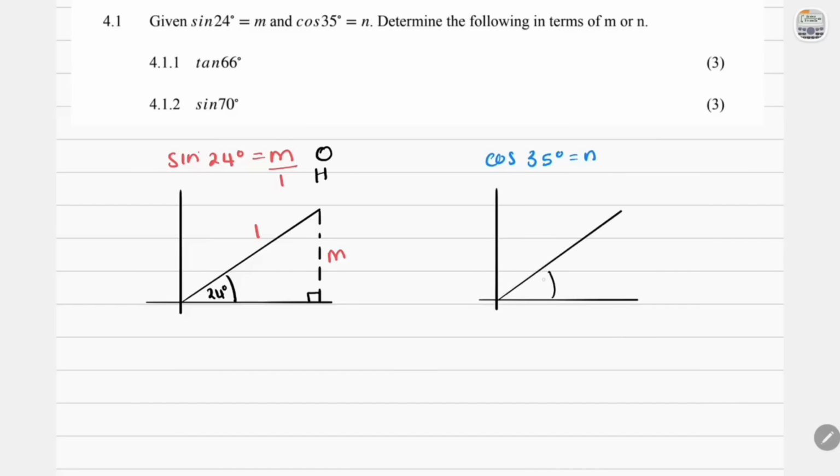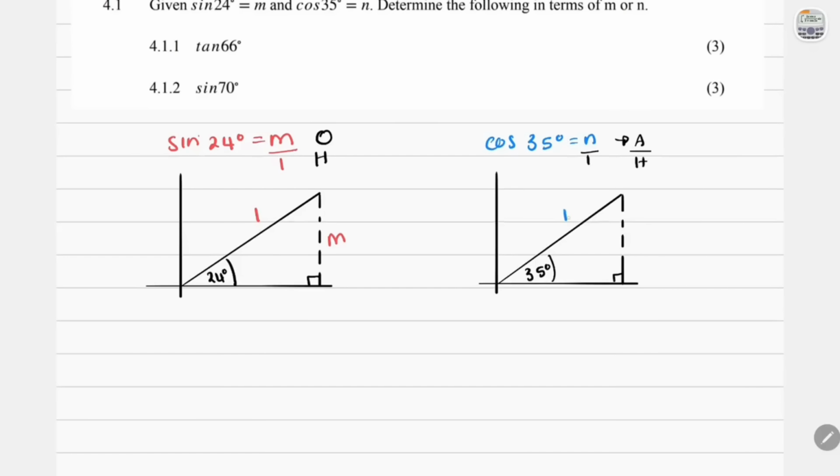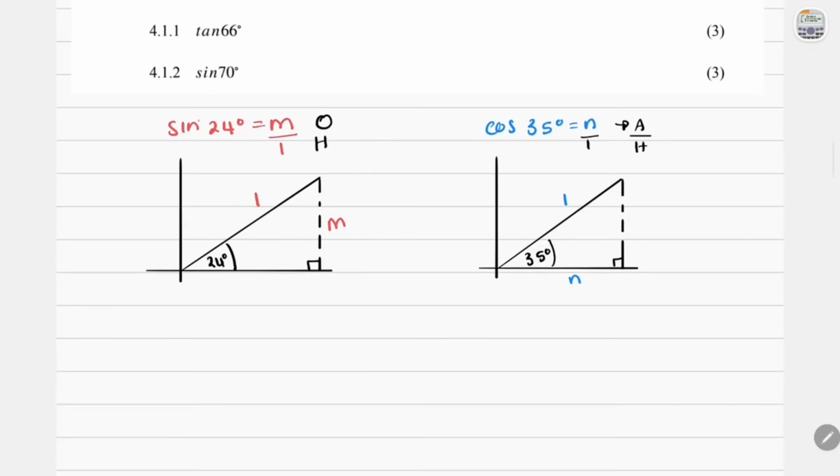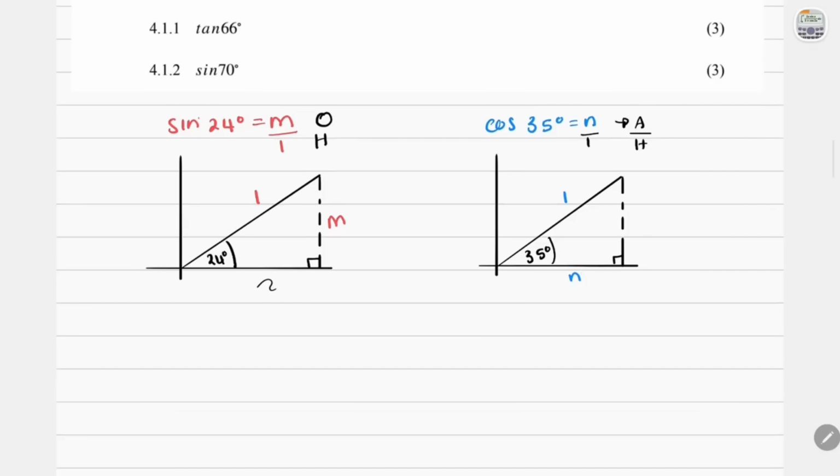So we'll just measure 35 degrees. And then you know that cos from SOHCAHTOA is adjacent over hypotenuse. So for the adjacent side, just draw a line down perpendicular to the x-axis. Because it is adjacent over hypotenuse, this is the adjacent side, and then the hypotenuse is also 1. Okay, so this is 1 and we have an adjacent side of n. Okay, so in both, let's just find this.